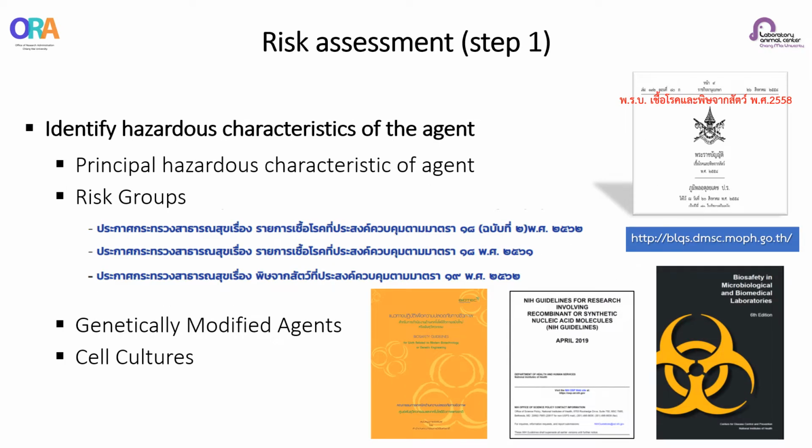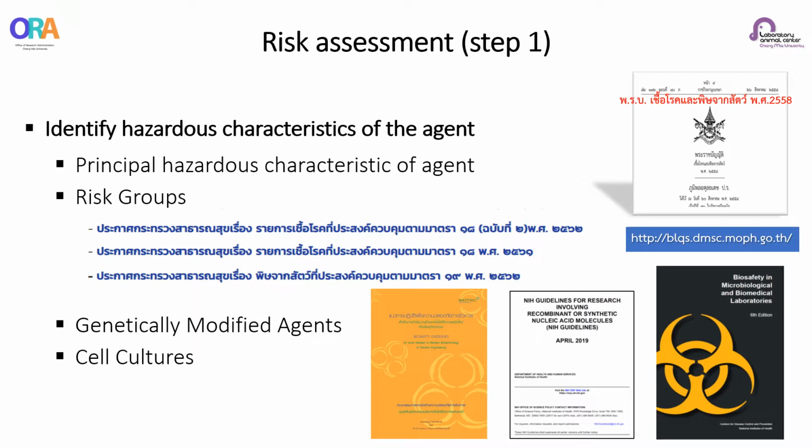The risk assessment, step one. There are a variety of ways that an agent can be hazardous to people, animals, or the environment. The following are considered to be the principal hazardous characteristics of an agent. One, the ability to infect a susceptible human or animal host and cause disease. Two, its virulence, or ability to cause severe disease. Three, the availability of preventive measures such as vaccine or treatment.